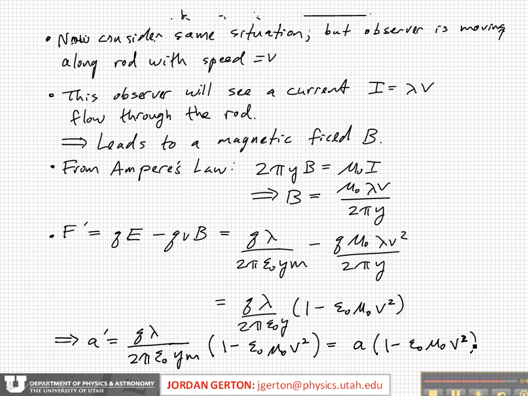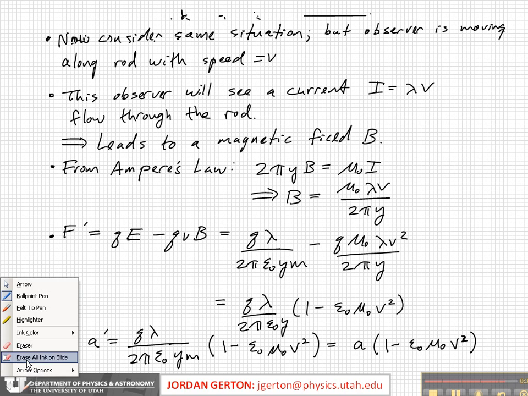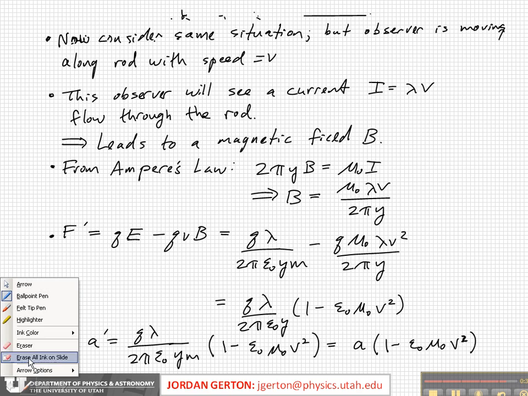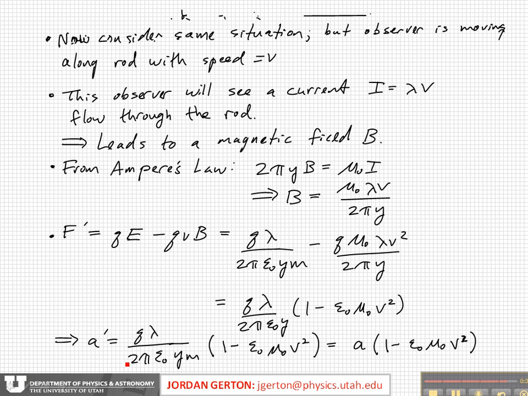So now we have a relationship between A prime and A. Okay? And we see that in general they're not equivalent. Unless the velocity of the observer, v, is 0, in general the accelerations measured in these two reference frames are not the same. So the two observers do not agree.